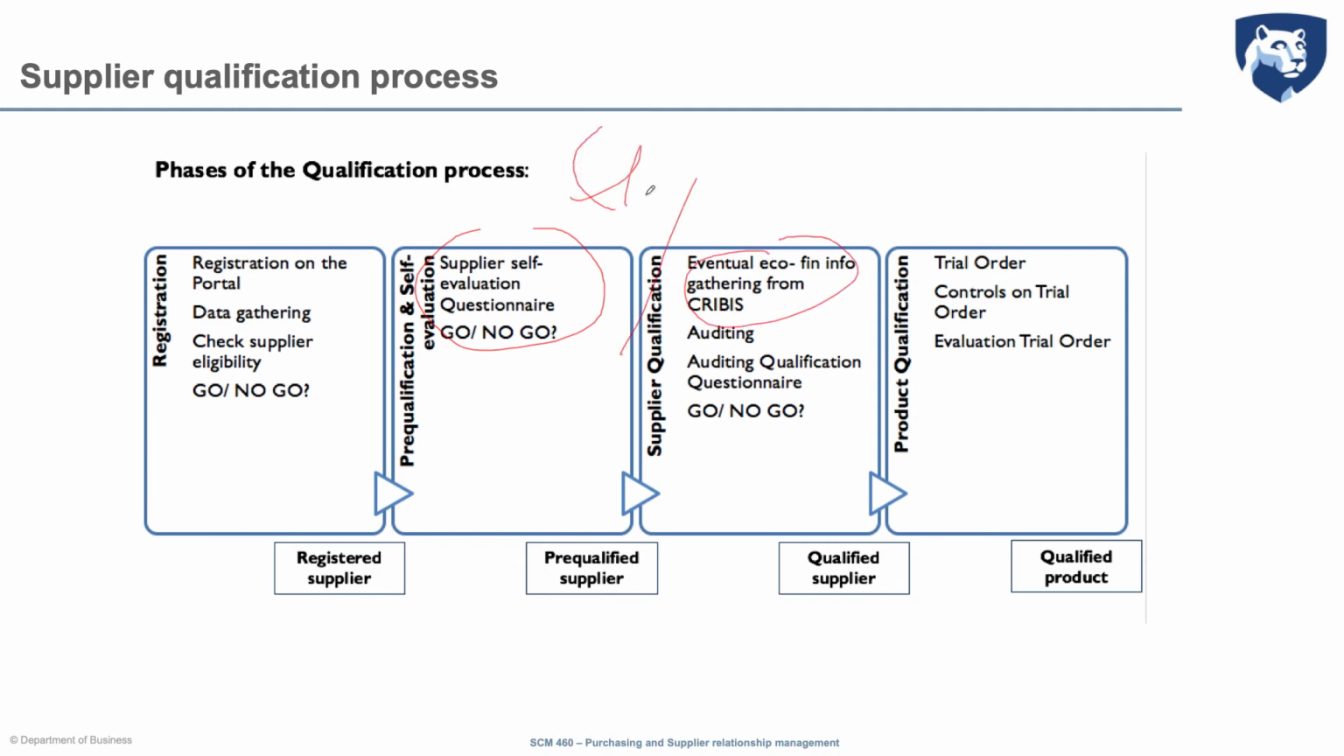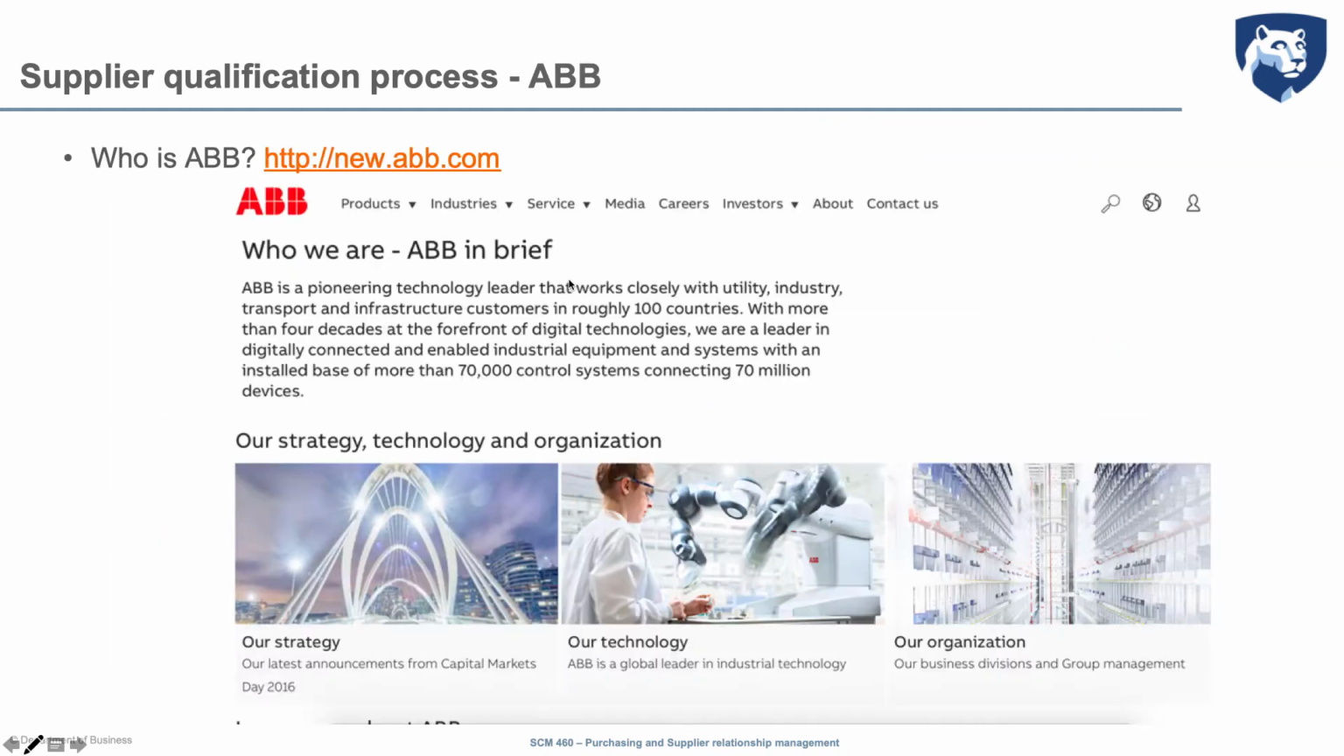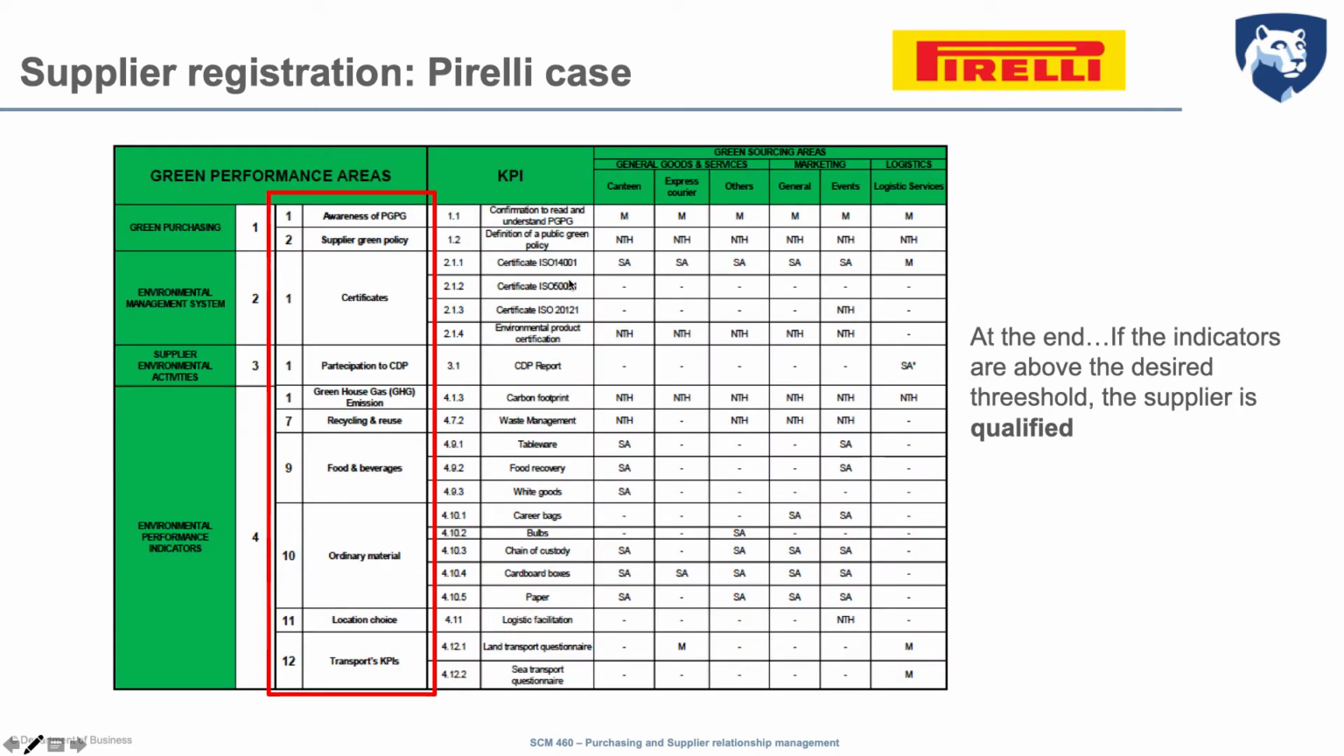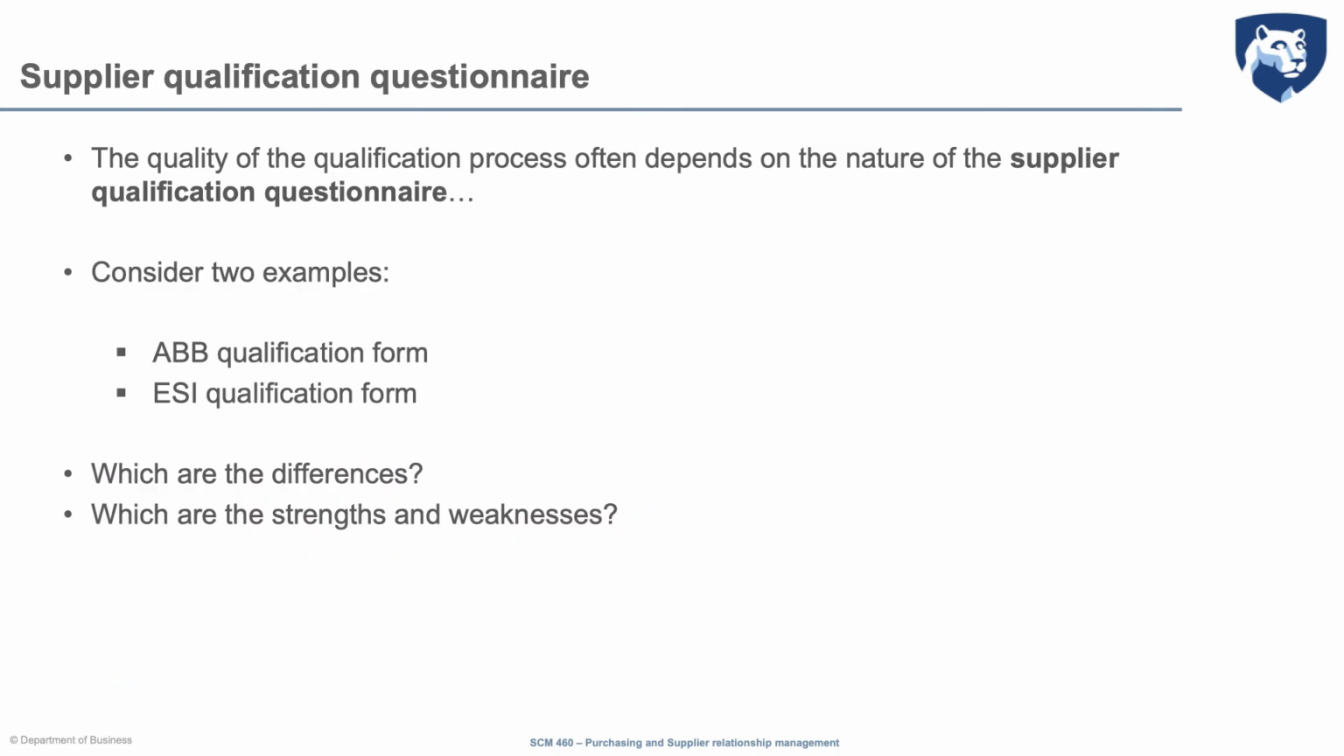We will first focus the attention here, and then I will show you some examples of external reports and how to evaluate them. But of course, this comes first, and the quality of the qualification process depends on the self-evaluation questionnaire that the purchasing department and the company has designed in order to assess the characteristics of the supplier and understand if he meets the criteria to be part of the supply base of the company.